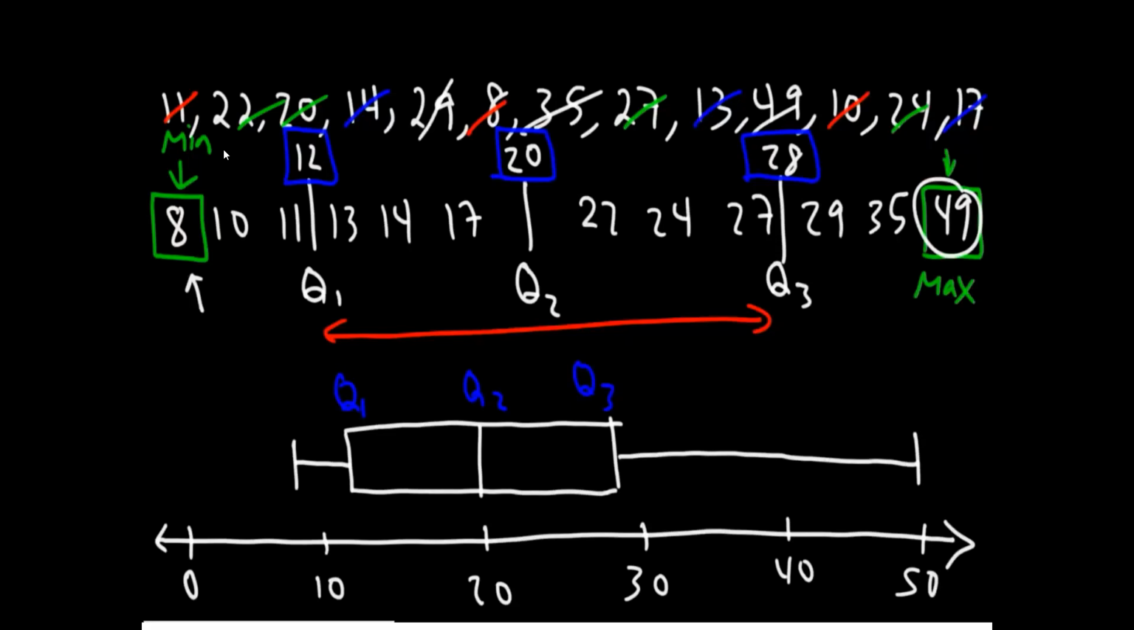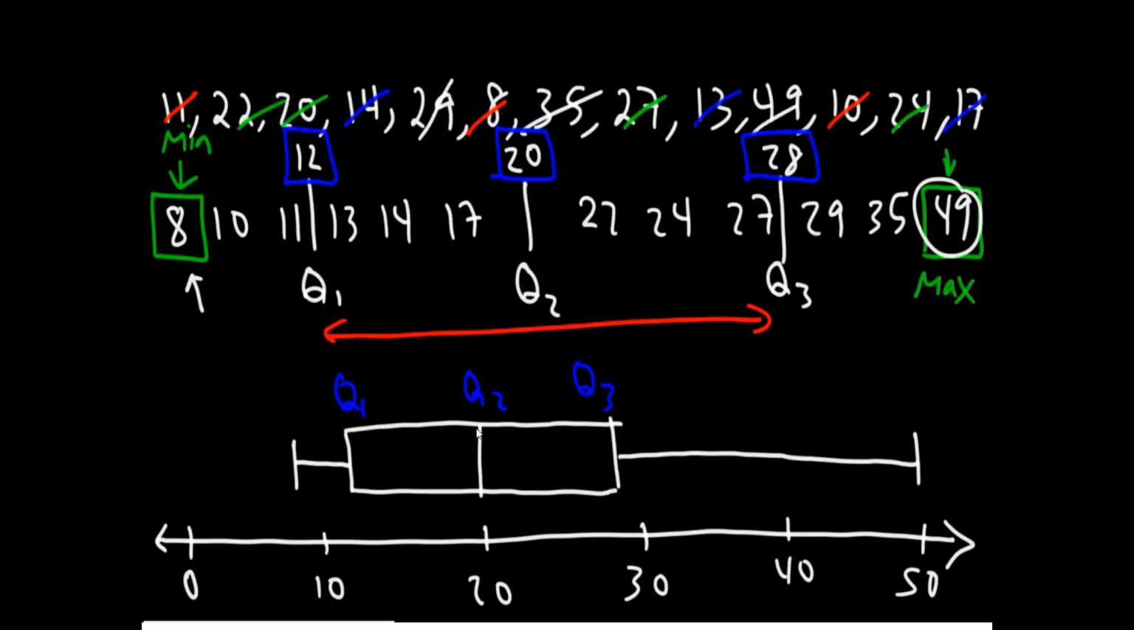But basically, let's say I have this set of data here: 11, 22, 20, 14, 29, 8, 35. Well, I would sort them from smallest to largest. And then I draw a line like this down the bottom, 0 to 50. The first thing I would do is find the median. In this case, the median of all this data is 20. So that's going to be my Q2, and I'm going to put a vertical line at 20.